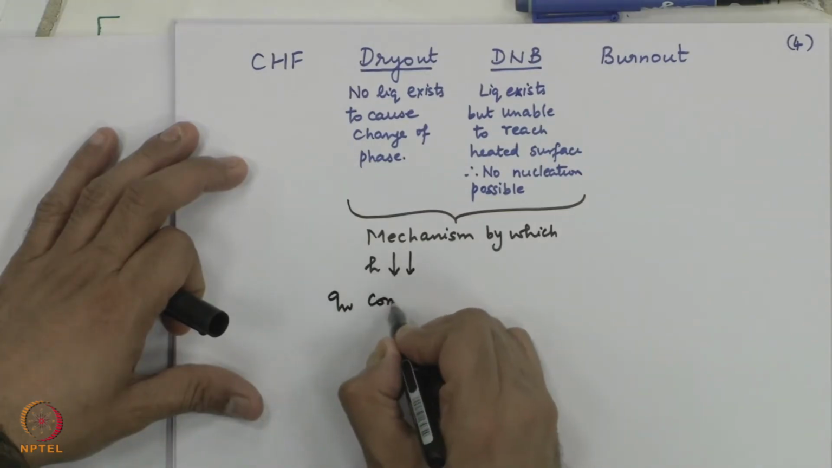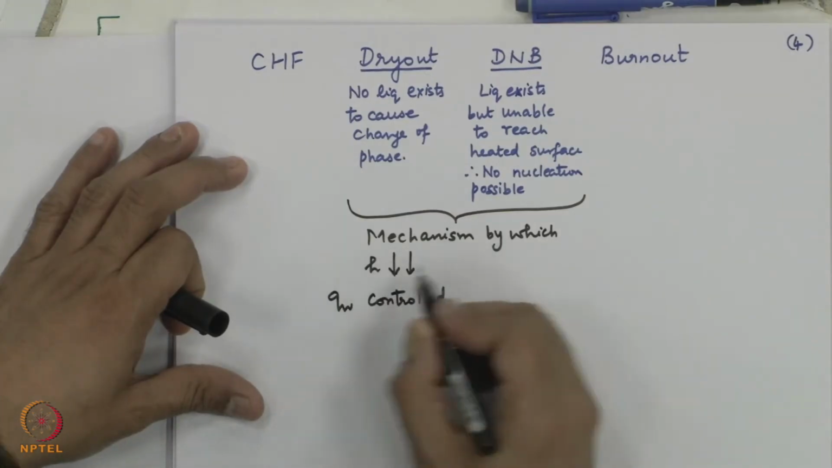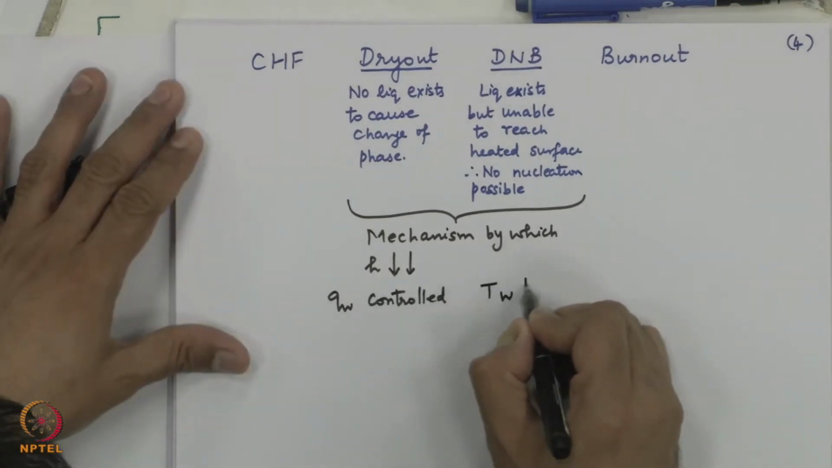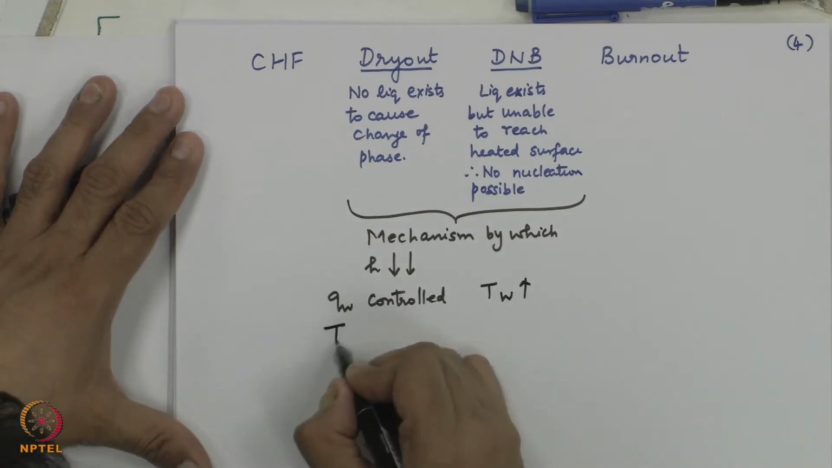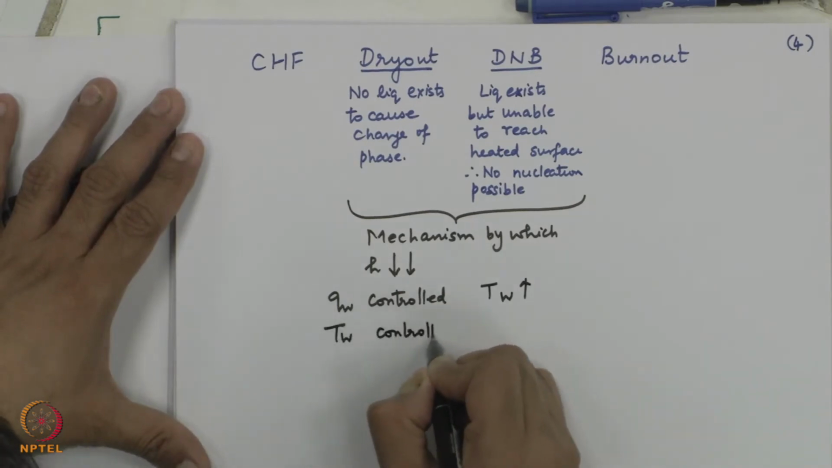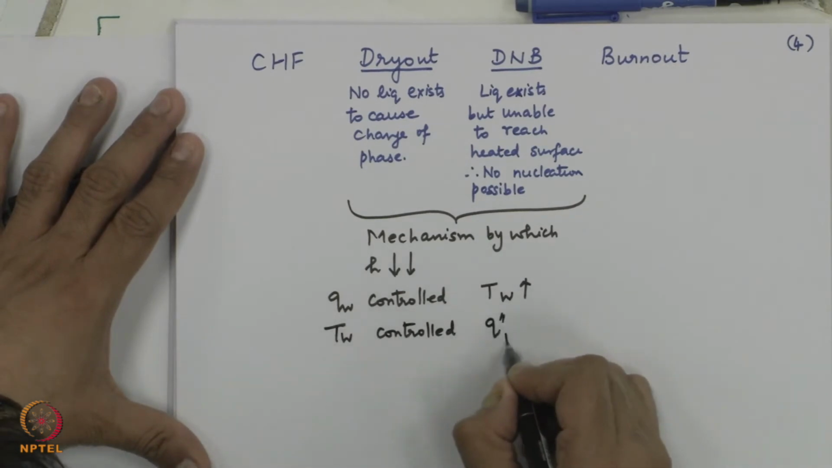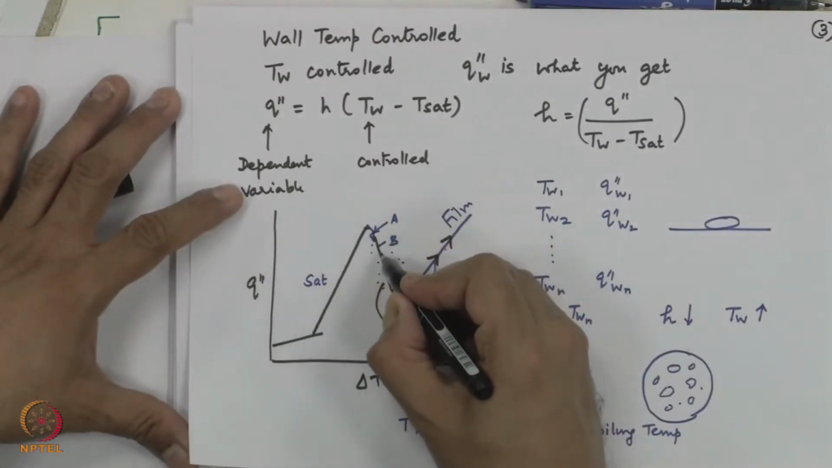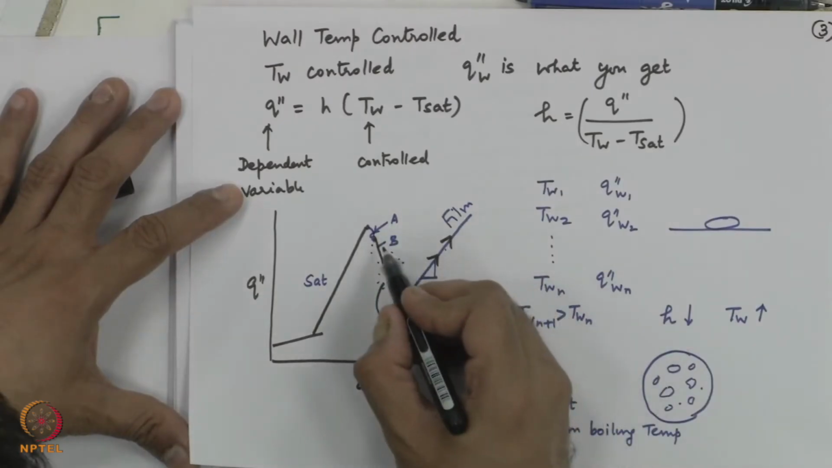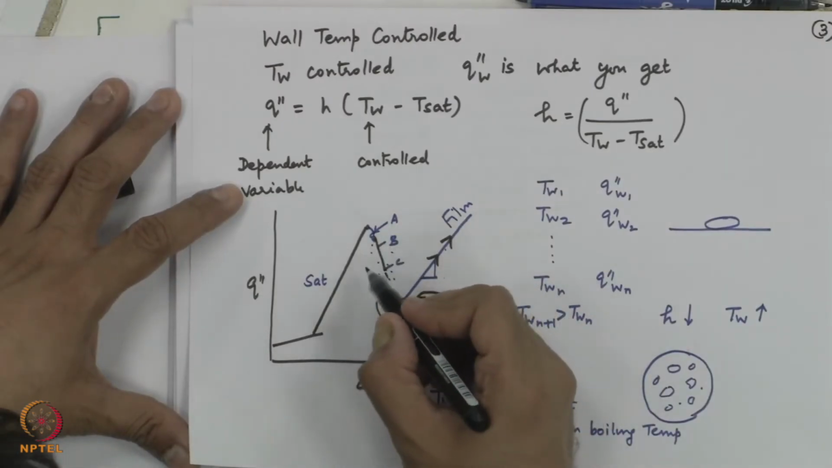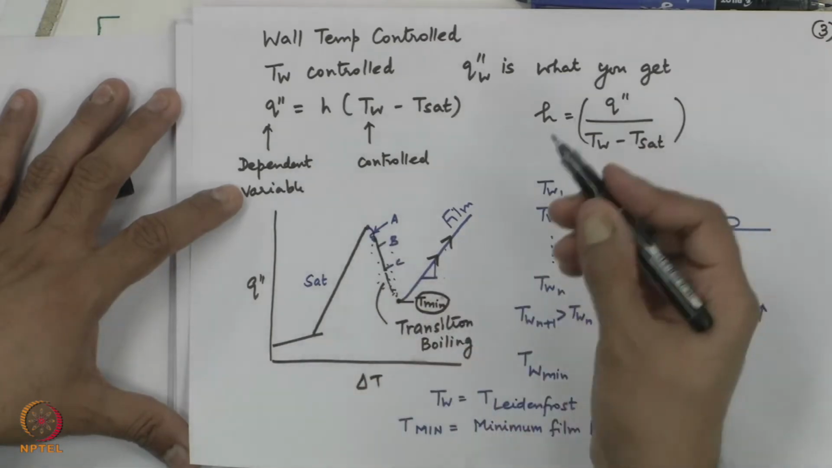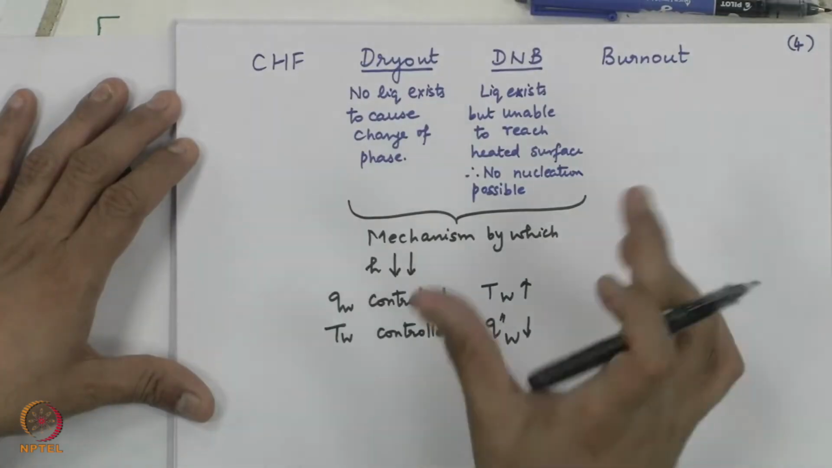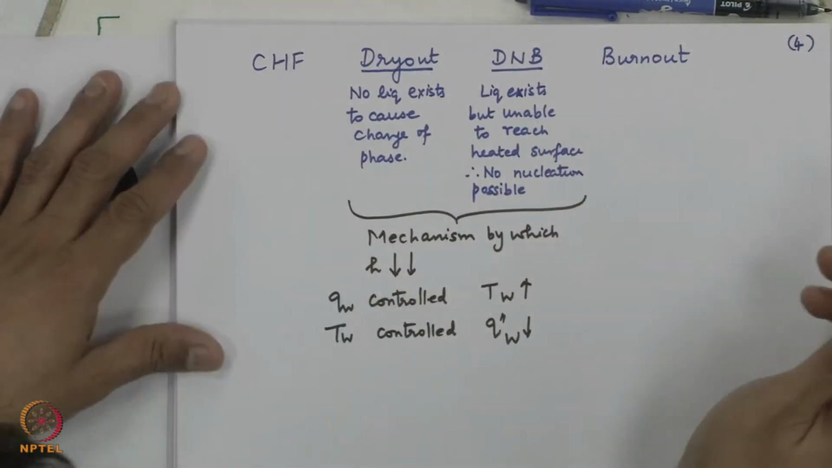Q wall controlled case, what do you see? How is this heat transfer coefficient drop manifesting itself? You see this as a TW increase. In the TW controlled case, you see this as a reduction in the heat flux. Remember this? You saw this as a reduction in the heat flux. The manifestation of a decrease in the heat transfer coefficient is seen by you as a decrease in the heat flux. These are mechanisms of reduction in heat transfer coefficient.